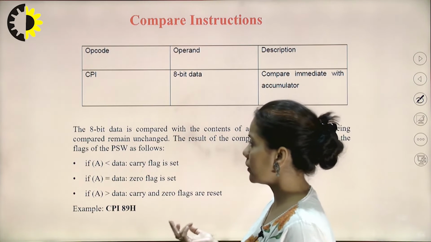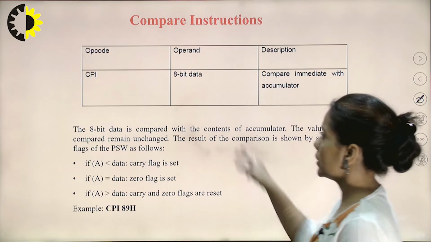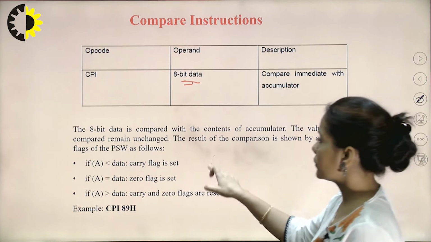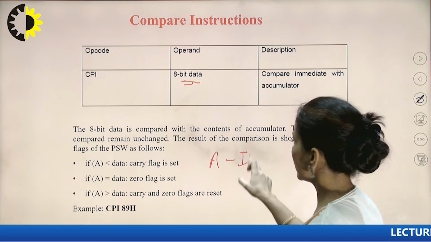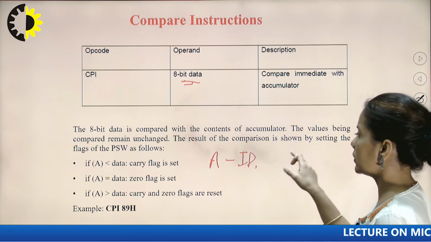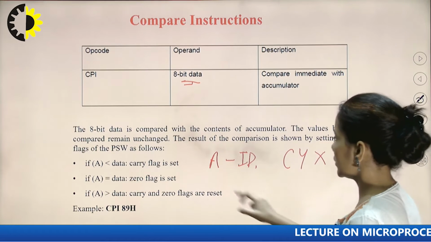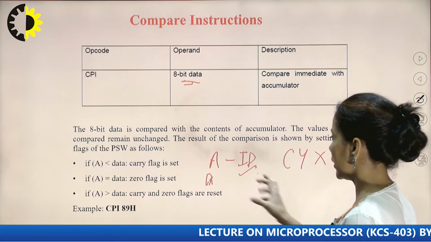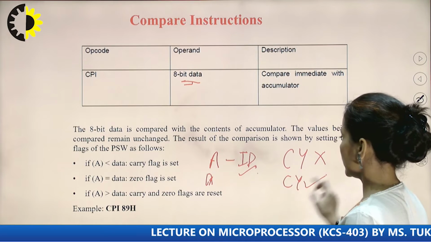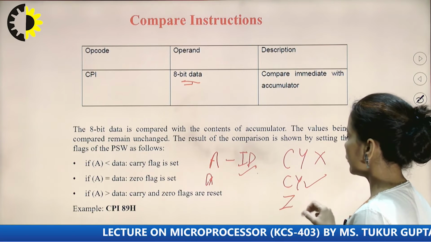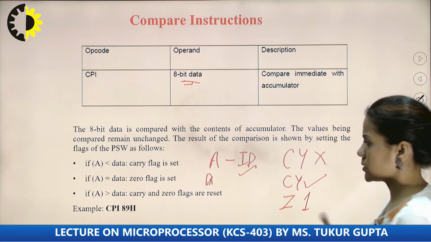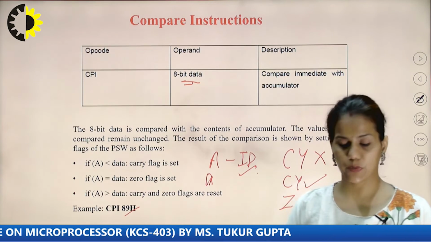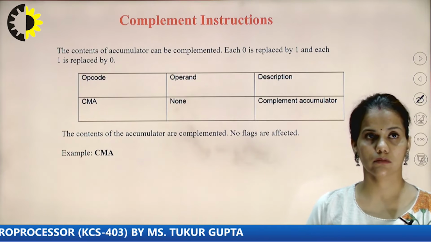This is the immediate addressing mode of the compare instruction. Here the 8-bit immediate data will be compared with the accumulator. If this immediate data is less than the accumulator, then no carry is generated. If this immediate data is greater than A, then carry will be generated. If both are equal, then the zero flag is set. So this is the condition. The example is CPI and any immediate data.